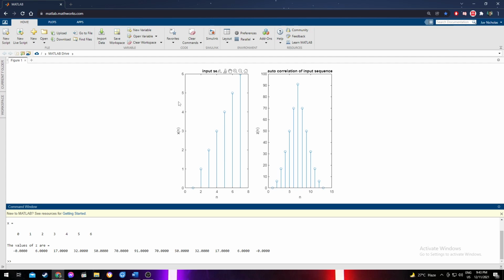In the first figure, we can see our input sequence, and on the second one, the autocorrelation of the input sequence, which is given as the values of z. In here, we can notice an exponentially increasing value which peaks at 91, then it decreases at the same amount till it returns back to 0. And on the second diagram, we can see that the points exponentially increase until they reach a peak at 91. Then the curve goes down, equal to the first half of the curve. Here we can see that the point is at 70.